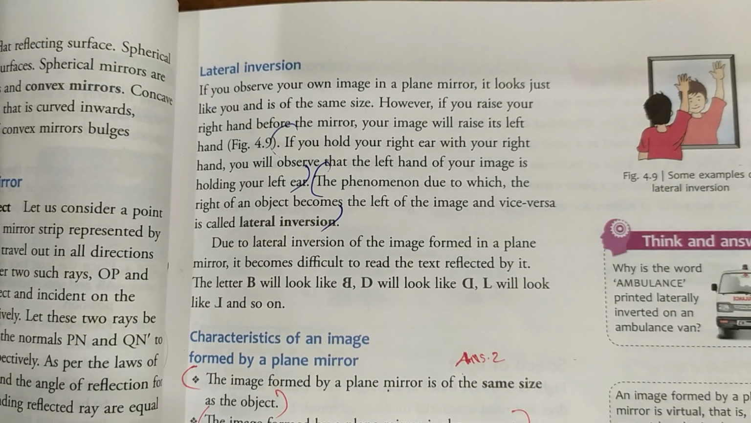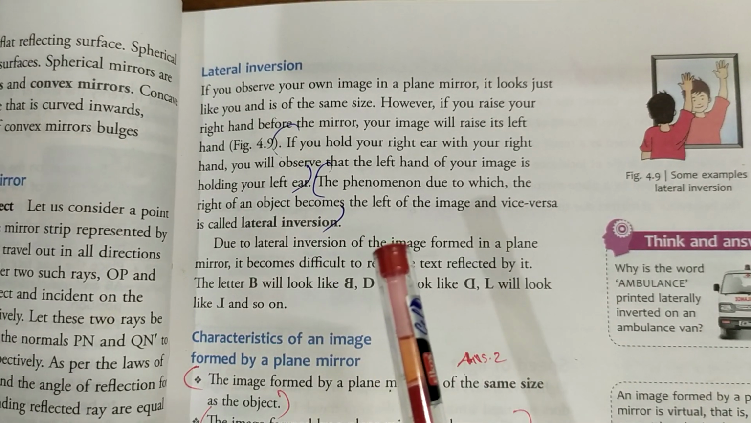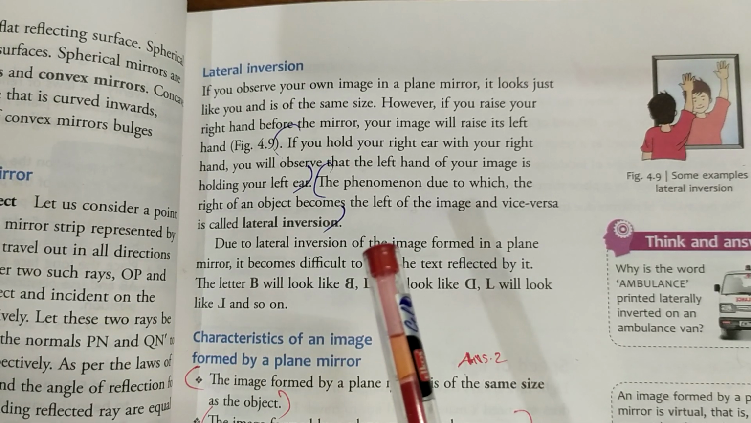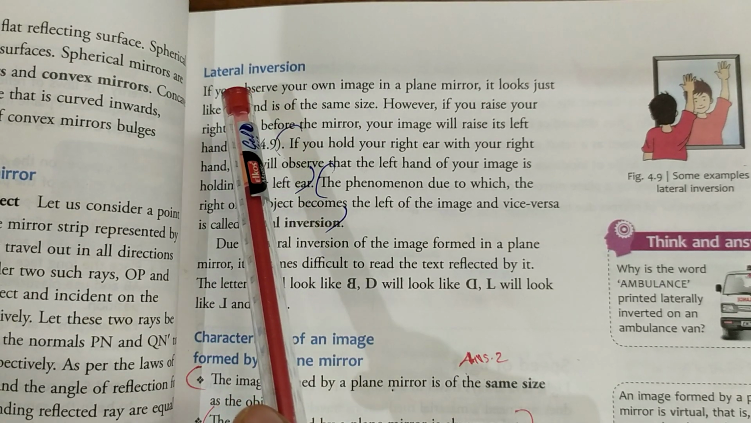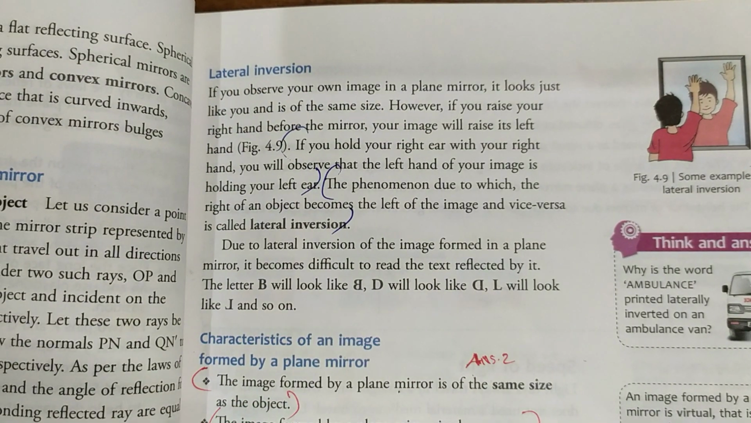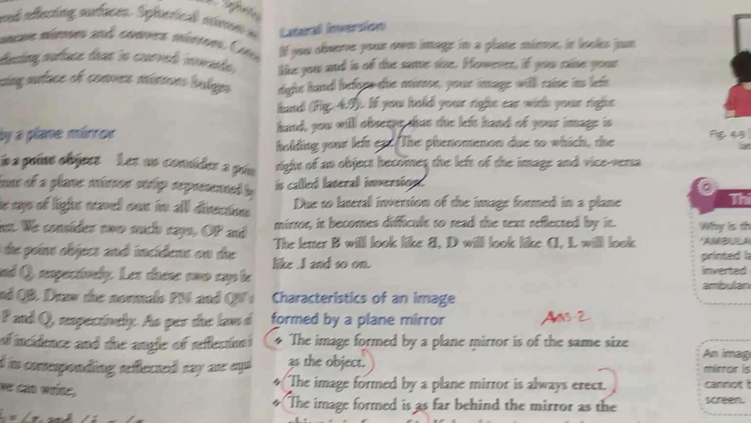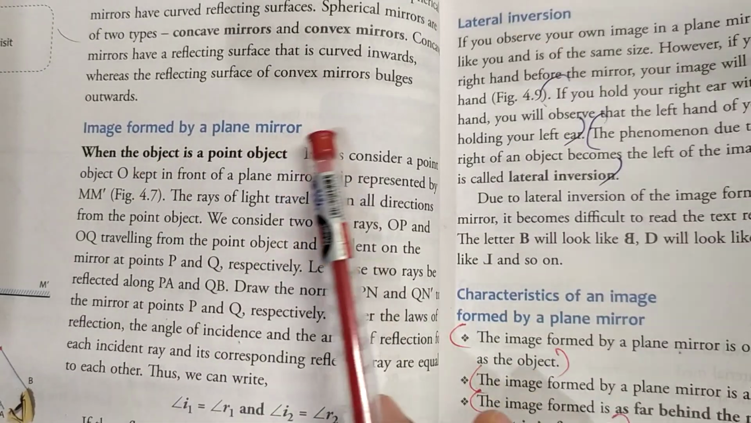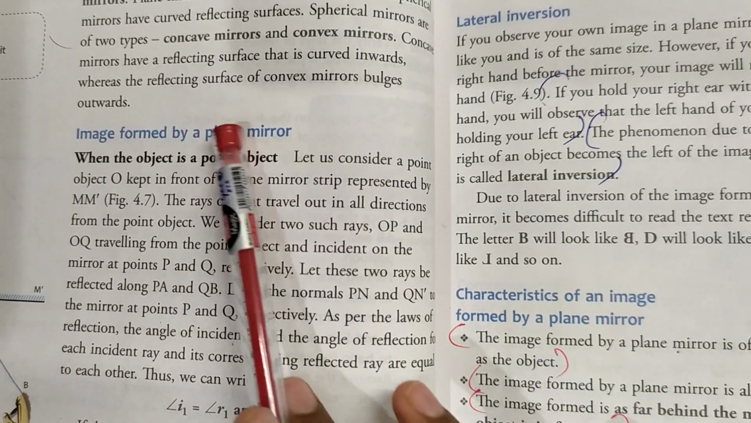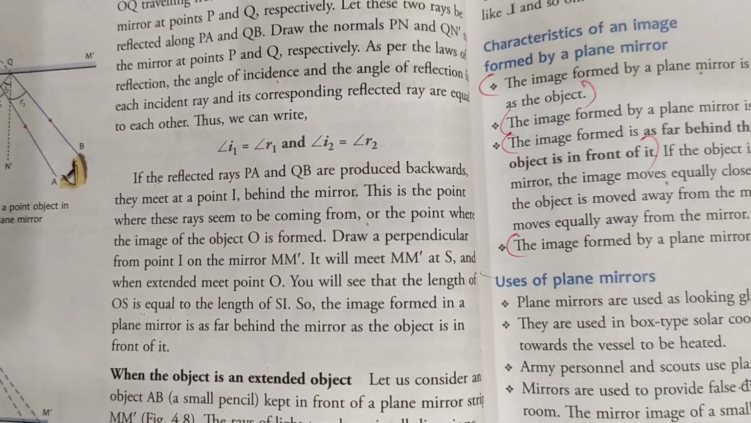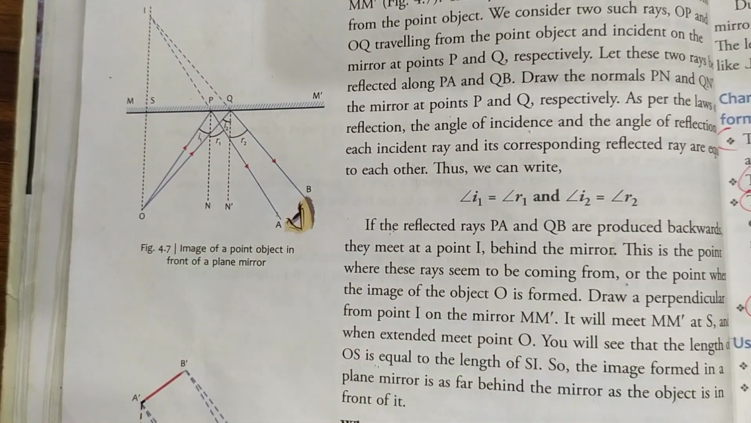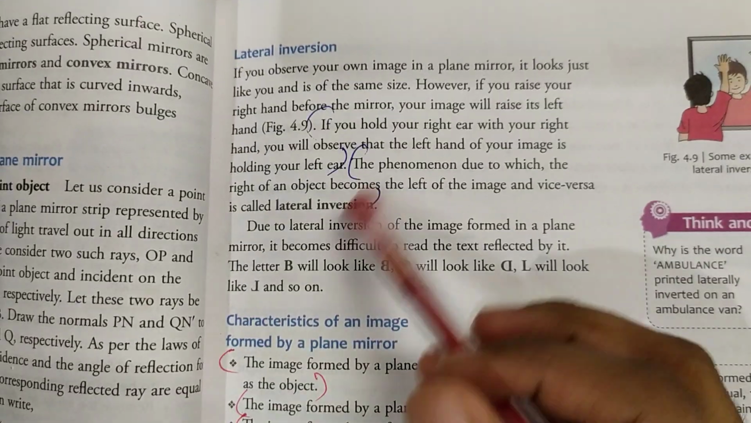Welcome class 7th. Today we are going to study our next topic in the chapter Light, that is lateral inversion. Children, you remember that in the previous video you studied how an image is formed by a plane mirror if the object is a point object, and secondly if your object is an extended object. I have even explained both these diagrams. Now today we are going to study lateral inversion.